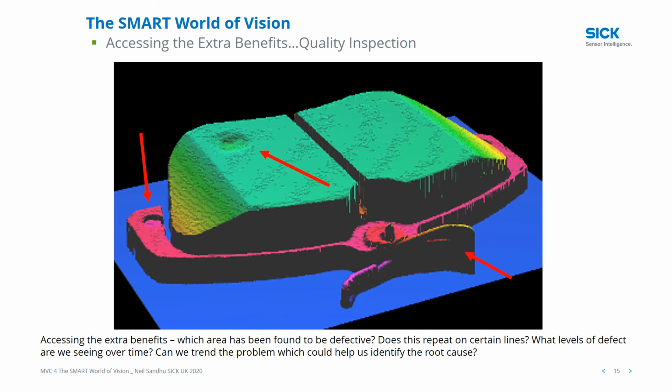Well, the extra benefits could be which area of the part has been found to be defective, and does this repeat on certain variants that are being produced, certain production lines at certain times of day? Does it point to any sort of root cause in the production process that says we could have a problem? Because if we can highlight that in terms of looking at preventative maintenance and preventative downtime operations, then that's really useful.